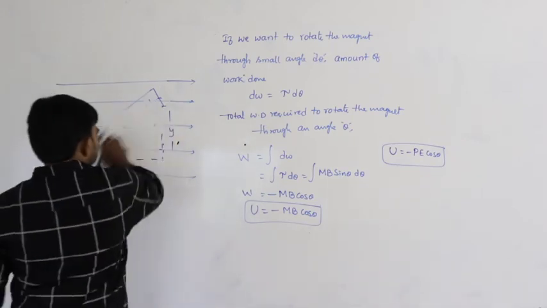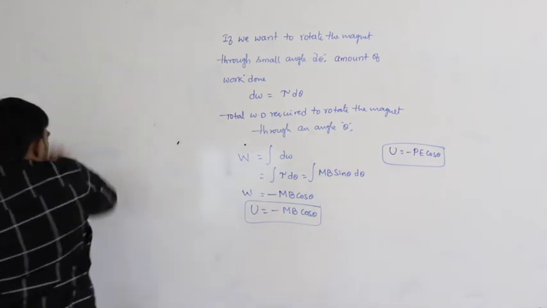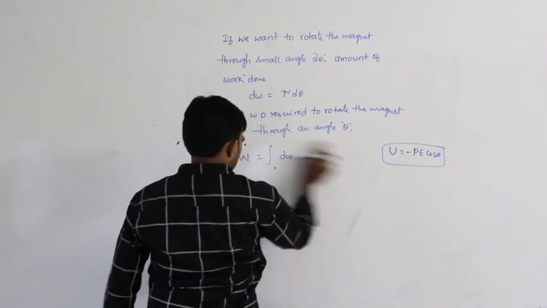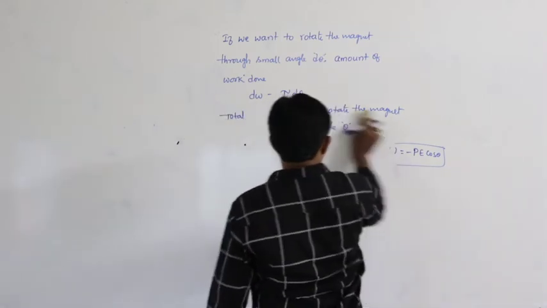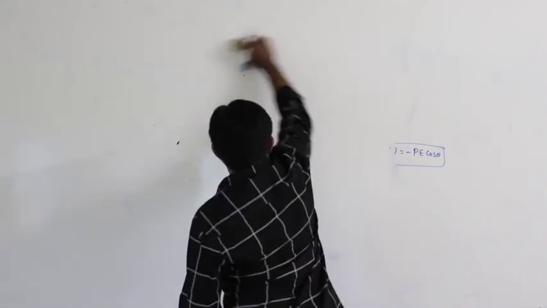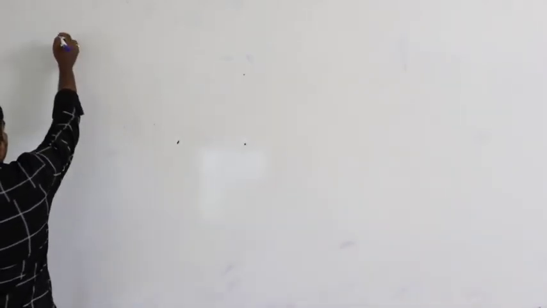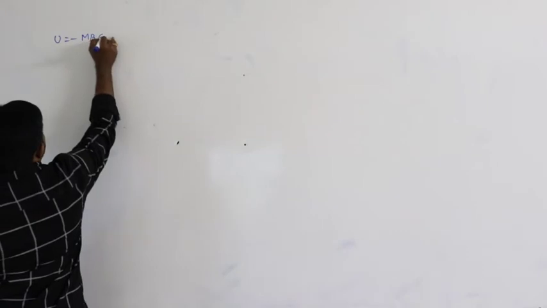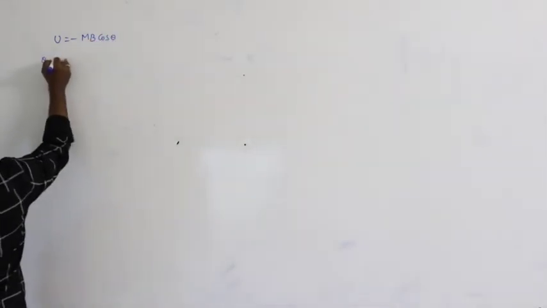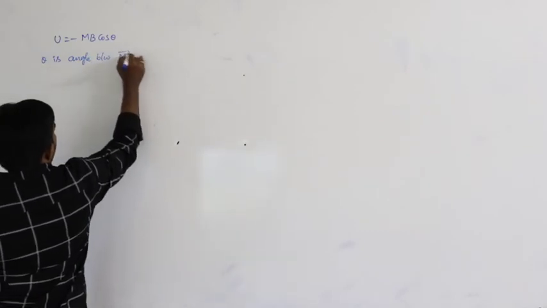So now, we can write U equals minus mB cos theta. Here theta is the angle between m bar and B bar.